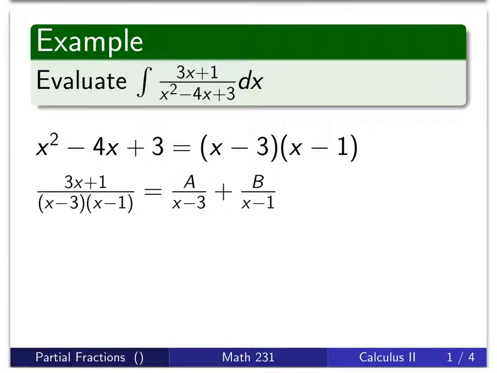What's nice about this is then that the entire fraction can be written as a sum of two simpler fractions, where we have a constant over x minus 3 plus some other constant over x minus 1. These two integrals are easy to evaluate.